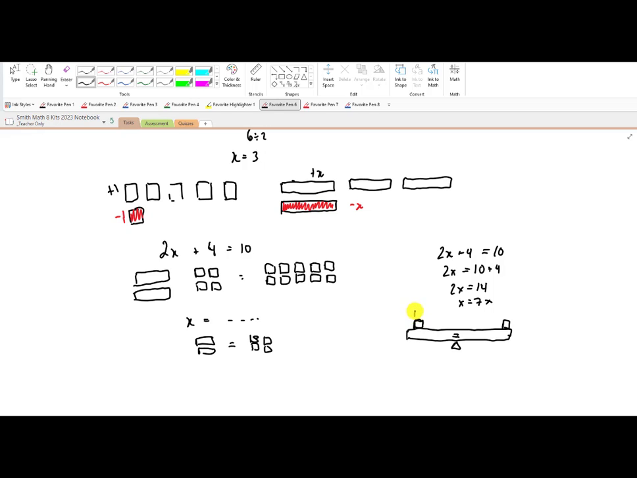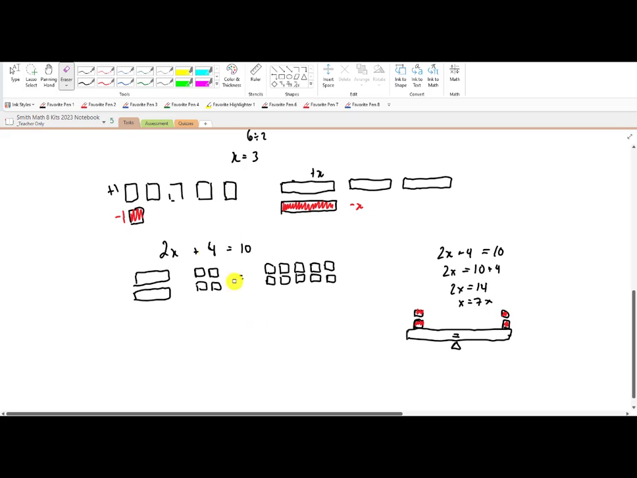Alternatively, if I add, say, 2 red things to the left side, I have to have 2 red things on the right side. And if I do that, it stays balanced. So that's the principle we can use to continue using algebra tiles to model solving an equation.